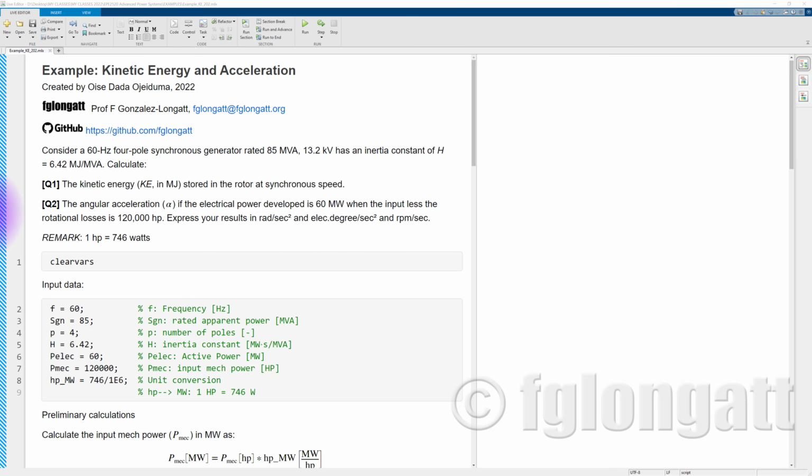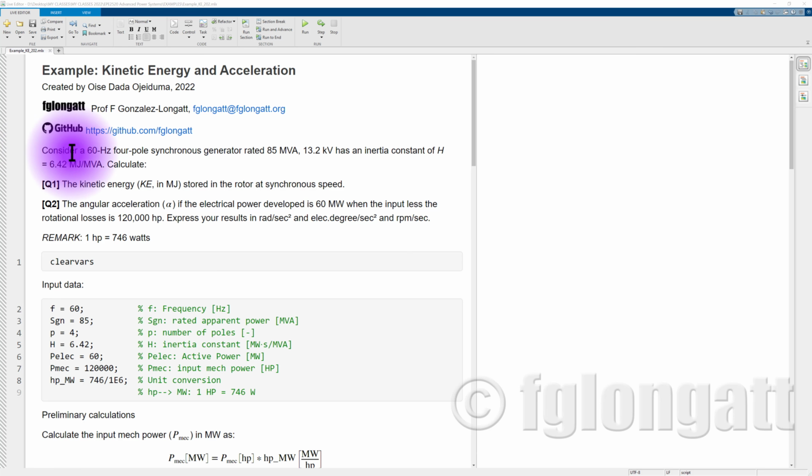We have a video regarding a numerical example for kinetic energy calculation and acceleration in a synchronous generator. What we are doing here is using a MATLAB live script to show you some basic calculations regarding kinetic energy and the acceleration in this beautiful synchronous machine.